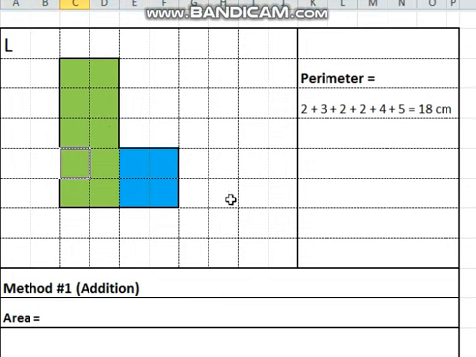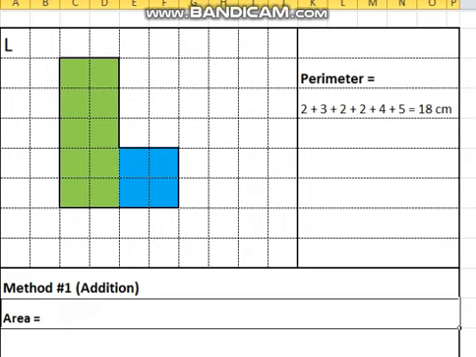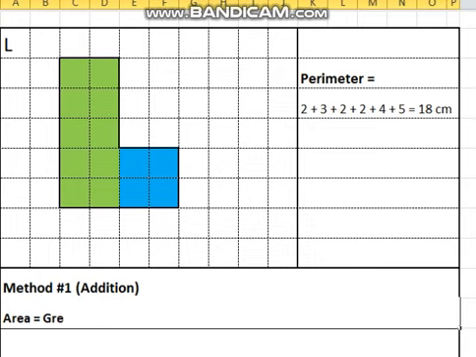The first method is that we do it by addition. I hope you can see this one, the addition. How to do the addition? You see this one is made of two shapes, right? The green shape and then the blue shape. So if we do it by addition, we can say the green area plus the blue. Let's just make it simple and write green and blue.